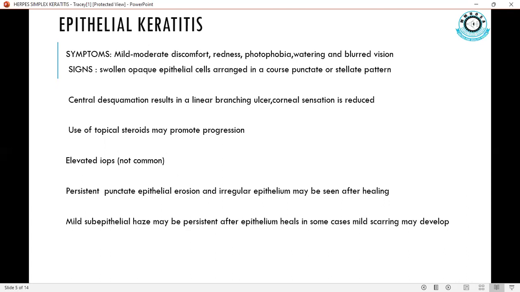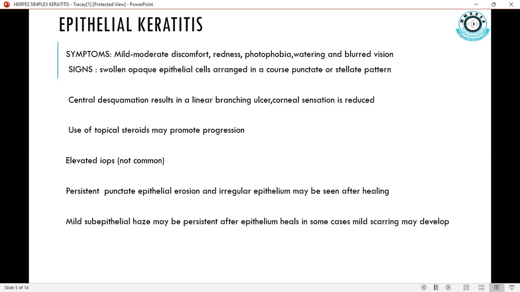And for epithelial keratitis, you're not supposed to use steroids to treat the patient, because if you use steroids, it will promote the progression of the virus.